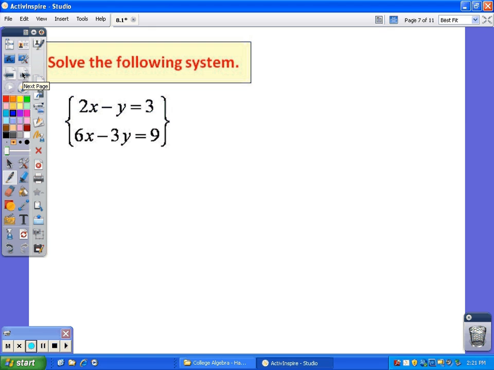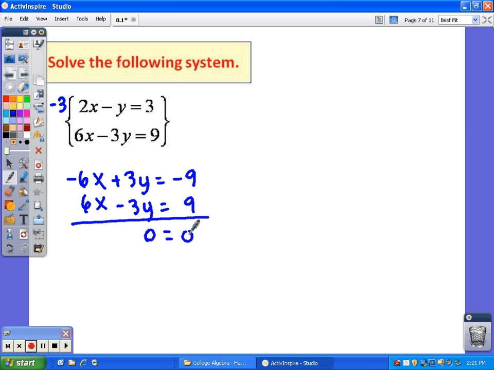Looking at this next one. Again, probably the easiest way to solve this would be the addition or elimination method. I could multiply the top equation by negative 3, leaving the bottom equation alone. And when we go through and add, you should see you get 0 is equal to 0. Well, again, the x and y's eliminate. You're left this time with a true statement. That means they have all points in common, or in other words, the lines overlap each other, and this would be a dependent system.